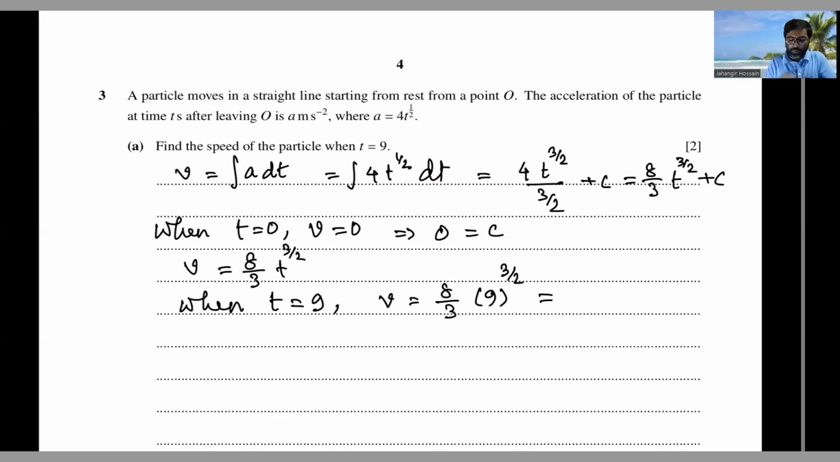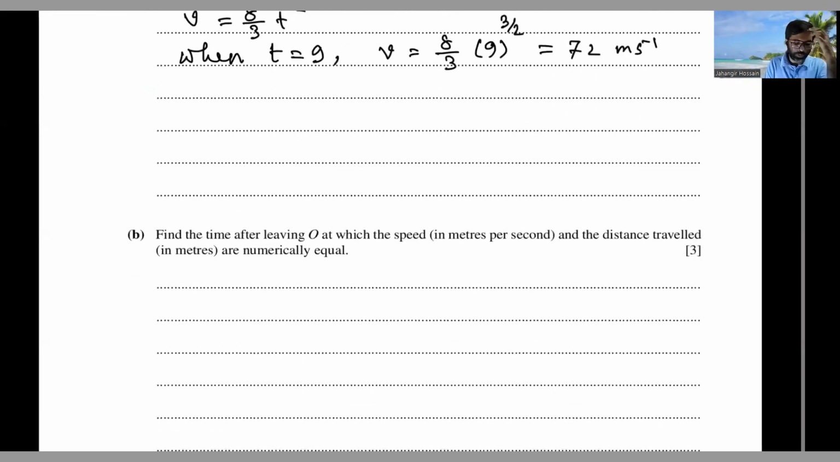So it is 72. This 72 meters per second is the speed of the particle when t equals 9. That's part A. Now let's move on to part B.